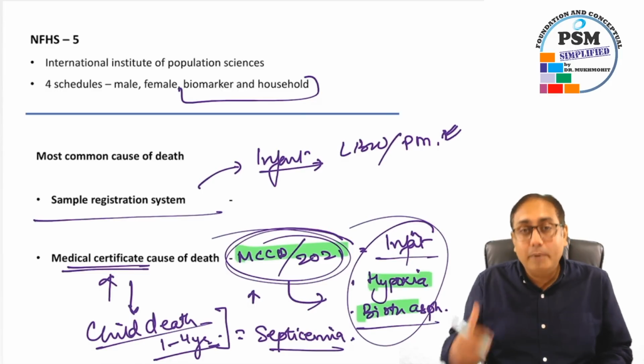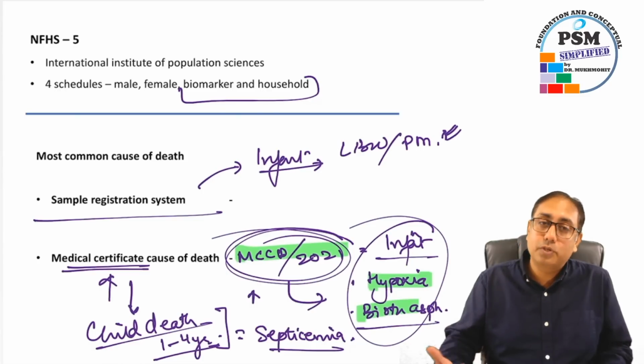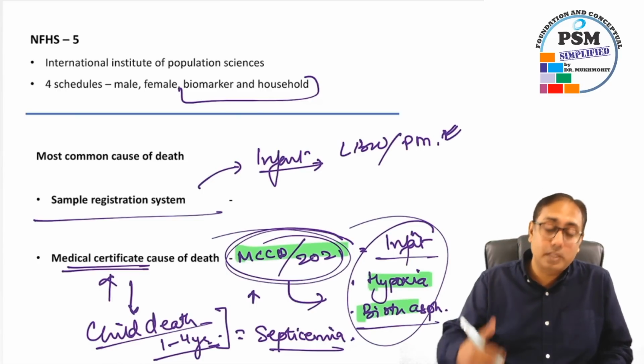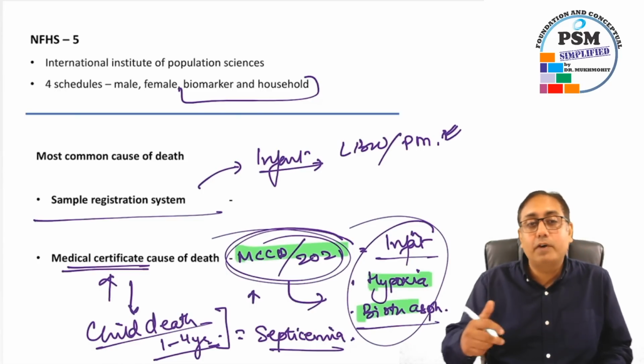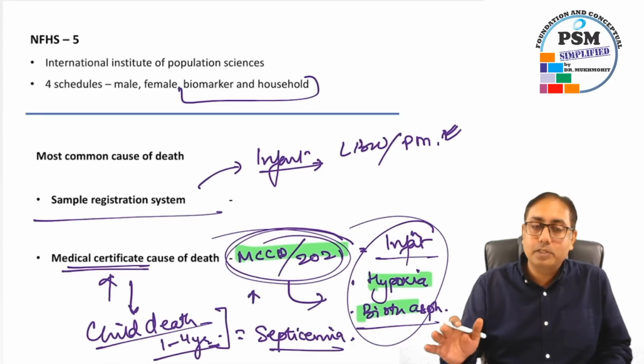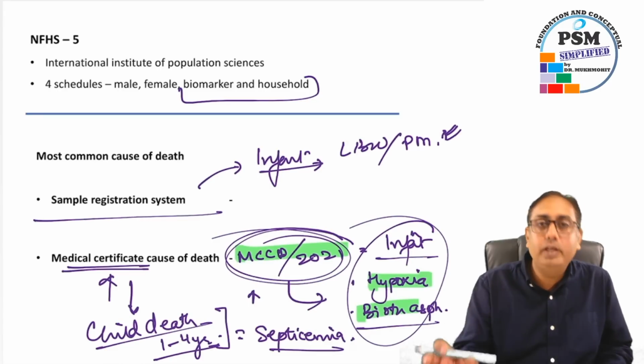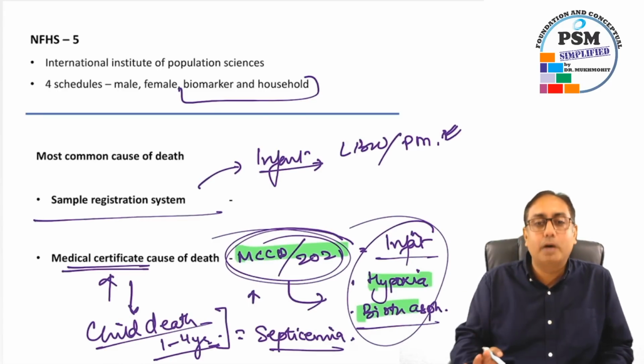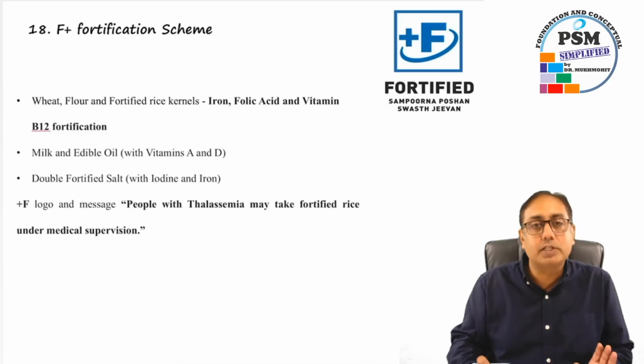But if the question says medical certificate cause of death, what is the most common cause of infant deaths? Hypoxia, birth asphyxia. Medical certificate cause of under 5 deaths, then again hypoxia, birth asphyxia. But if the question says 1 to 4 year age group, what is the cause of death? Then you need to mark septicemia as the best answer.